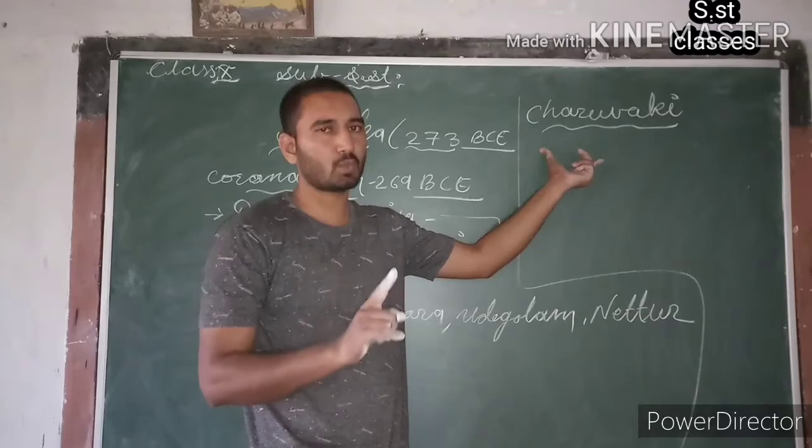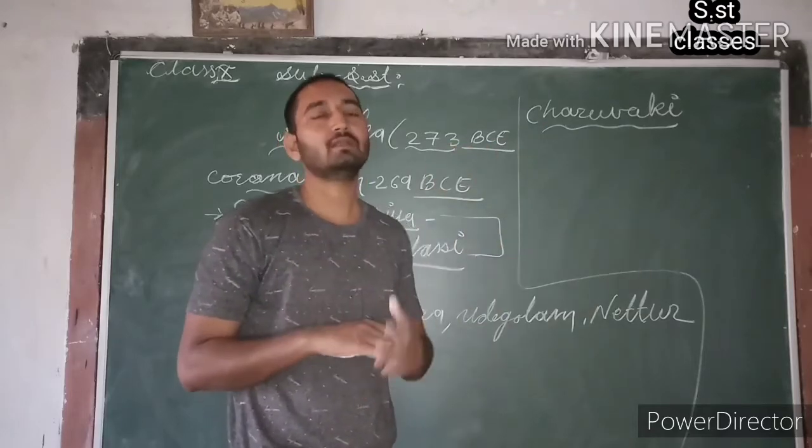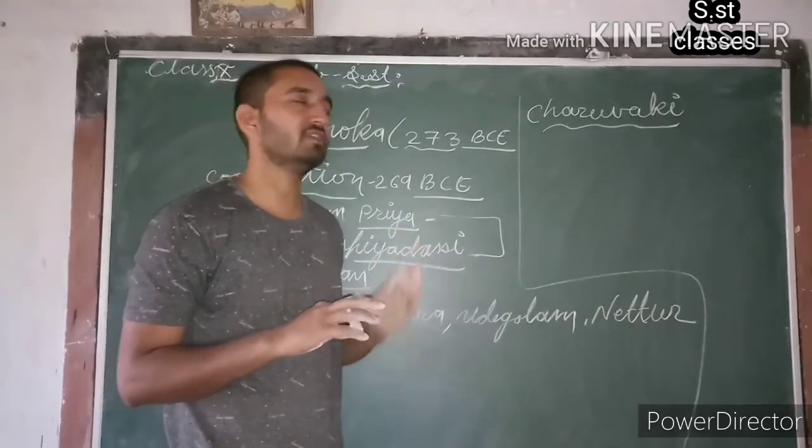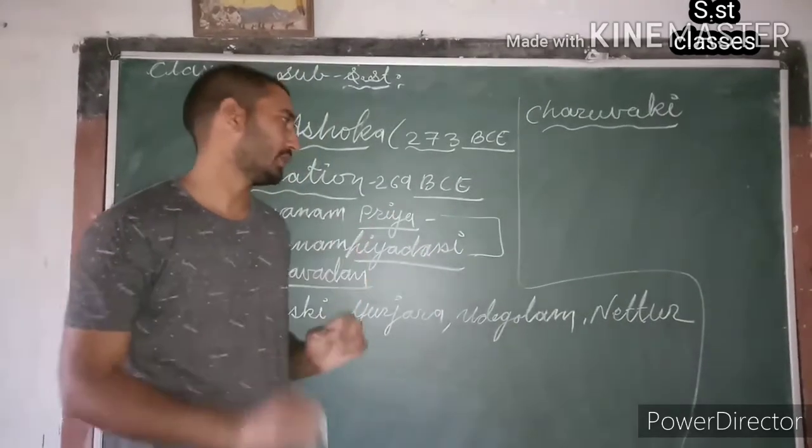Is that clear? So in this way, according to the rock edicts of Ashoka, we find the mention of his queen Charuvaki in the rock edicts, and she is the only queen mentioned in the inscriptions of Ashoka. Is that clear? Okay.